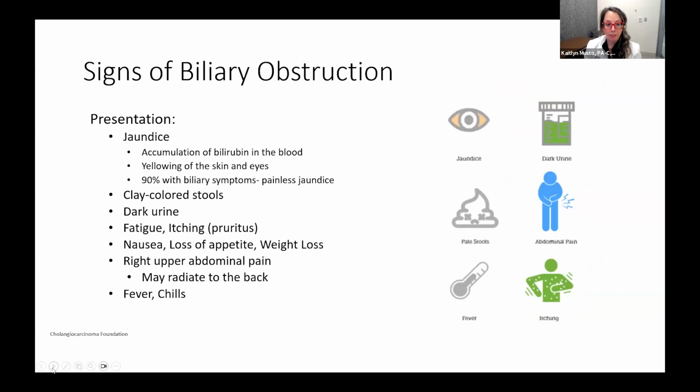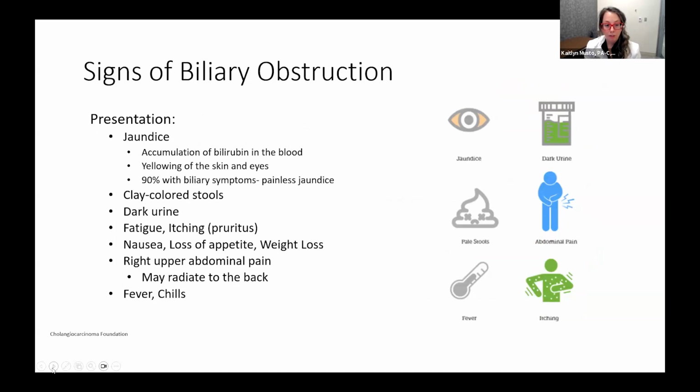So what are the signs of biliary obstruction? Jaundice, which is the accumulation of bilirubin in the blood. Again, this is a yellow tinged byproduct, so this can cause yellowing of the eyes and skin. About 90% of times patient presents with biliary symptoms. It can be painless jaundice, so it's just this yellowing that patients notice.